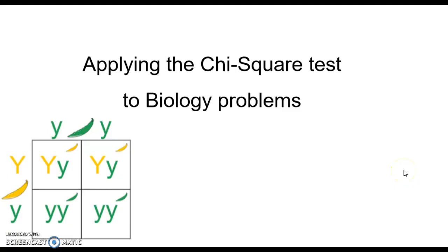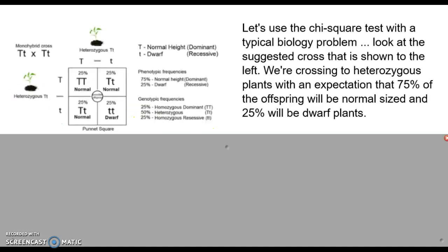Okay, let's apply our recent learning about the chi-square test to a typical biology problem. It's very, very common to look at inheritance patterns with some suspected set of parental genotypes and to make predictions about what offspring might look like. So let's take a look at that kind of problem.